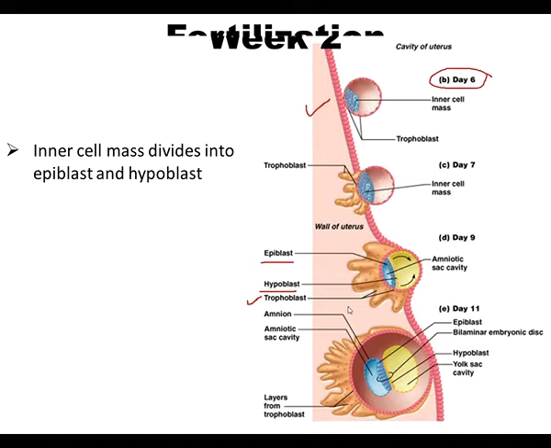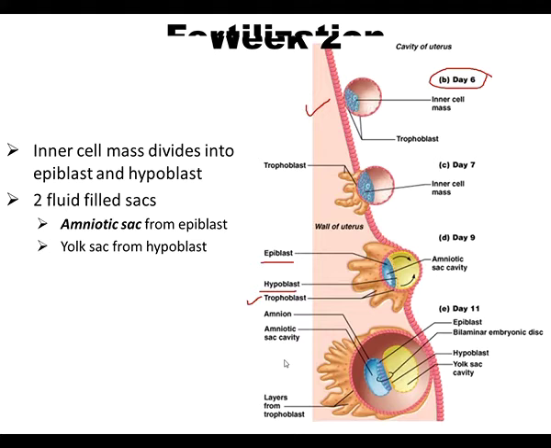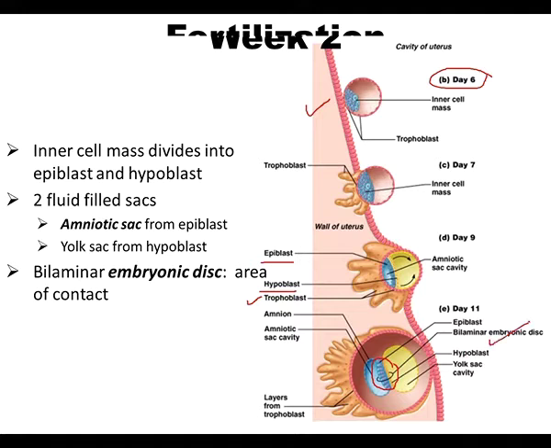You will see that the embryo now has two fluid-filled sacs. One is called the yolk sac cavity, and the other is called the amniotic sac cavity. The yolk sac cavity is yellow, while the amniotic sac cavity is blue. The amniotic sac forms from the epiblast, and the yolk sac from the hypoblast. Now the embryo is called a bilaminar embryonic disc, because it consists of two layers. And the bilaminar embryonic disc will give rise to the whole embryo.